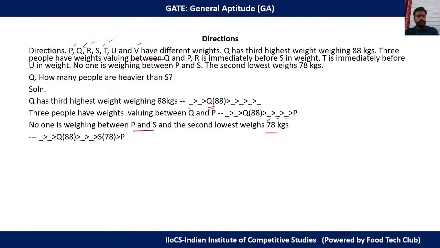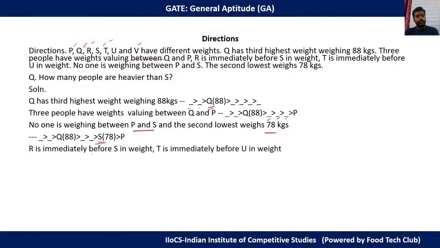No one is weighing between P and S. पी और एस के बीच में कोई नहीं है, ठीक है? इसका मतलब क्या हो गया? पी और एस आसपास है और एस का कितना वेट दिया गया? 78 kg. सो एस 78 kg, ठीक है? इसके बीच में कुछ नहीं है. इसका मतलब पी के बगल में ही है तो पी के उस साइड नहीं जाएगा. So whatever the number will be, means less than or will be greater than P. Okay, so S is greater than P and S the weight is given 78 kg.